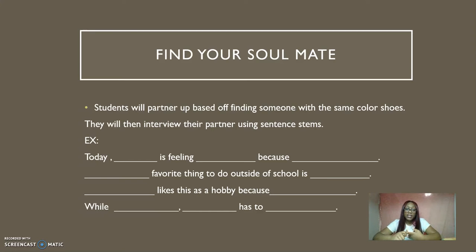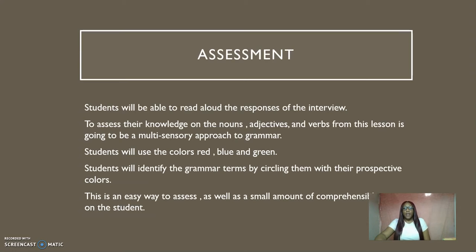It talks about asking their partner about their hobbies, why they like their hobbies, and how they're feeling in that exact moment, so that I can get something that they can relate to, that they won't have trouble describing because it'll be familiar to them. And then last but not least, after they finish that, this is how I would assess if they understand the nouns, verbs, and adjectives.